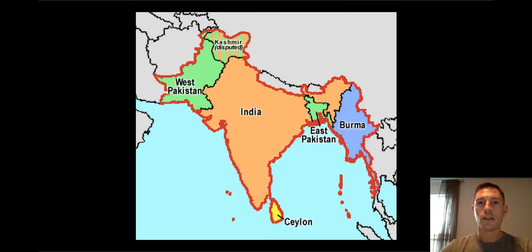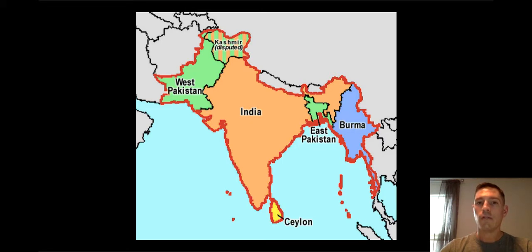The problem is there was a Muslim majority on two sides of the country. And so that's how we ended up in 1947 with West Pakistan and East Pakistan, the same country on two different sides of India. Pakistan had a Muslim majority and India had a Hindu majority.